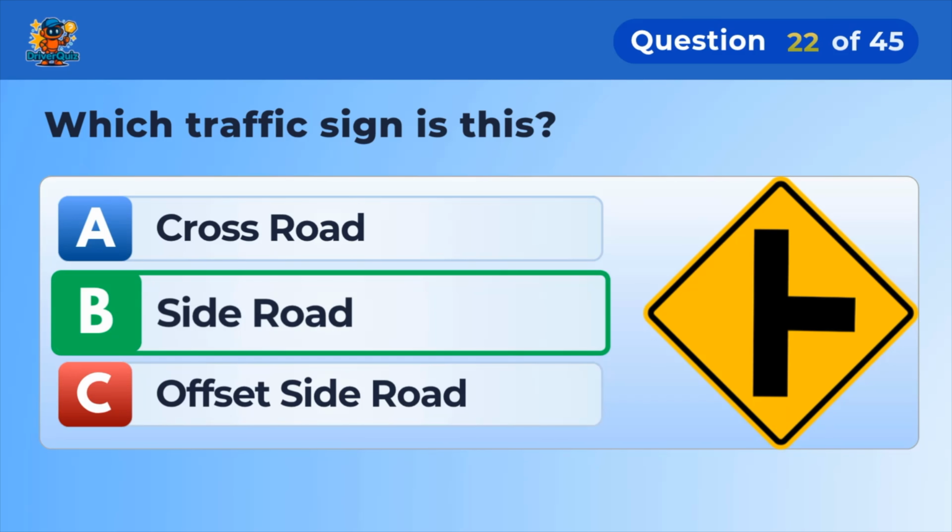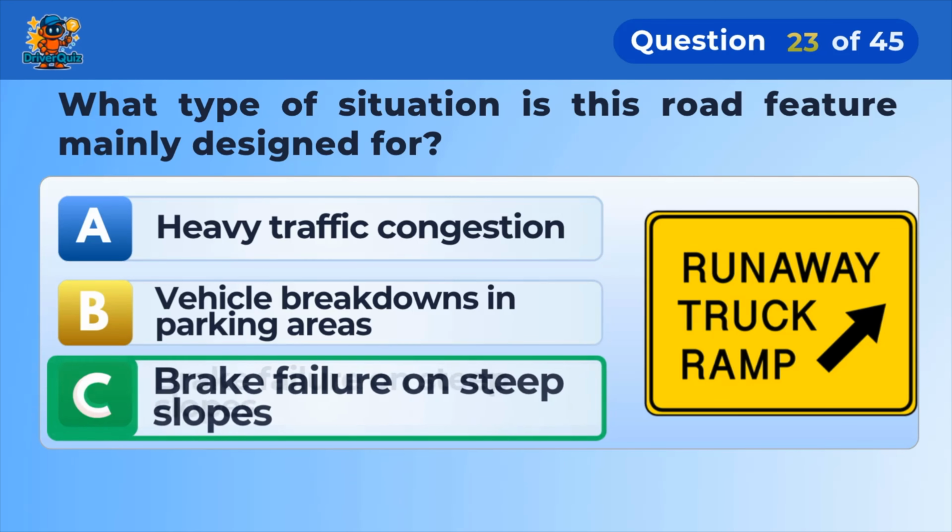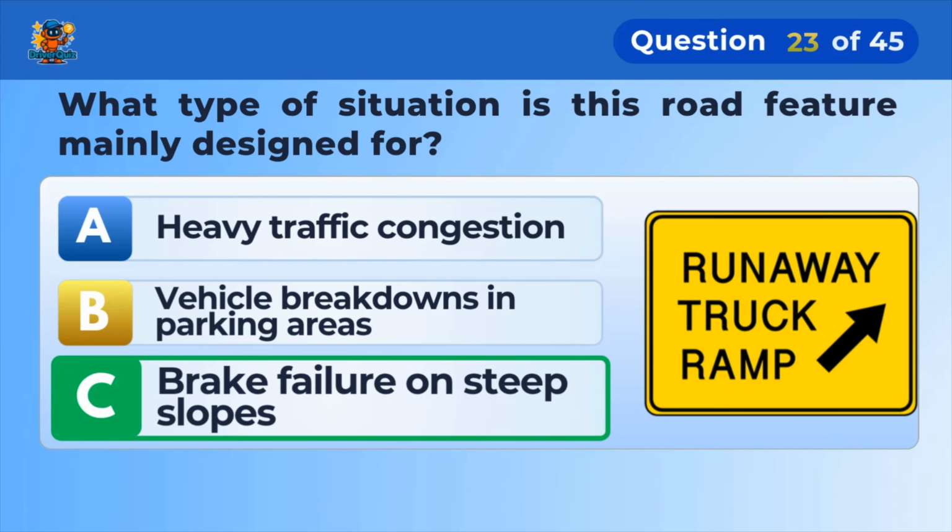Question 23. What type of situation is this road feature mainly designed for? Correct. It is brake failure on steep slopes.